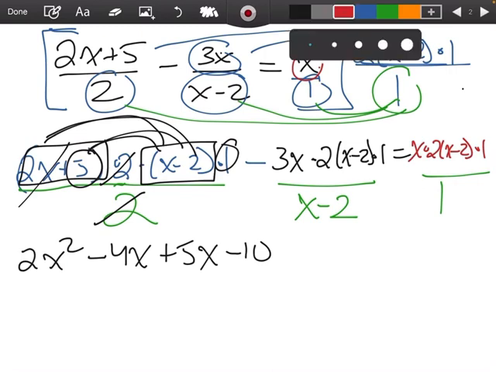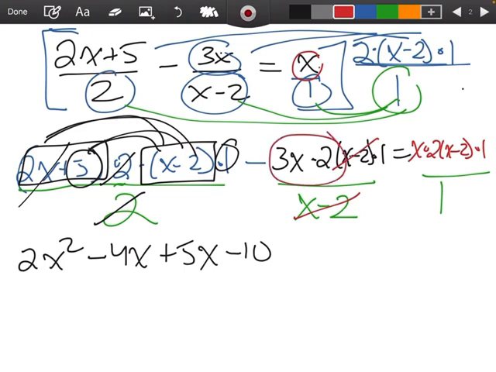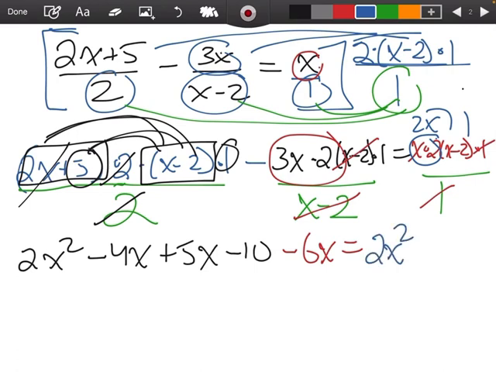Okay. On my second fraction, y'all, my x minus 2's are going to cancel. So 3x times 2, that's going to give me a minus 6x. On my last fraction, y'all, my 1's are going to cancel, but I still have x times 2, which is really the same thing as 2x, and I've got to multiply it by those pieces. So 2x times another x is a 2x squared, and 2x times a minus 2 is a minus 4x.